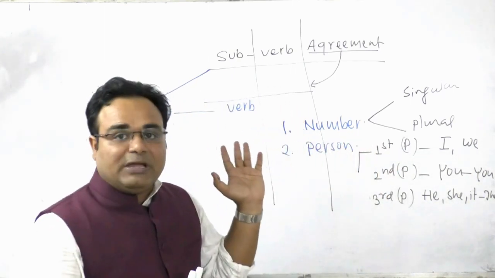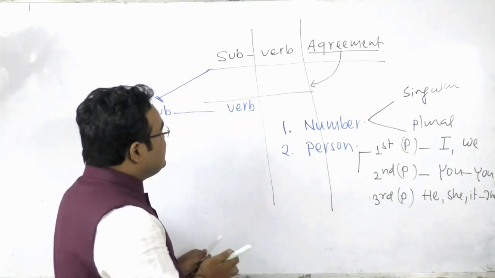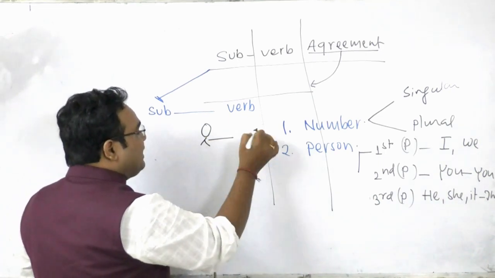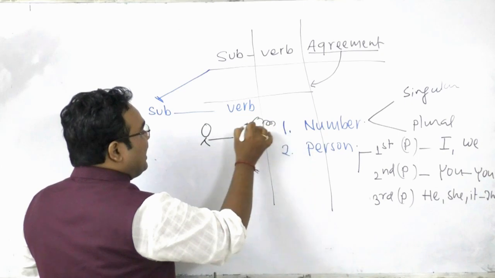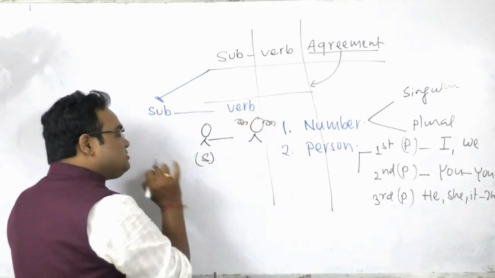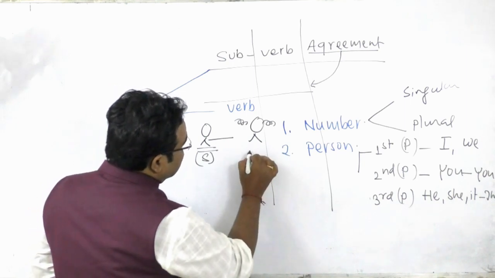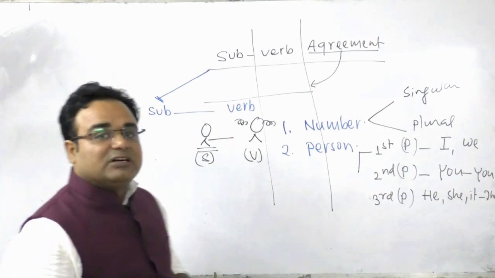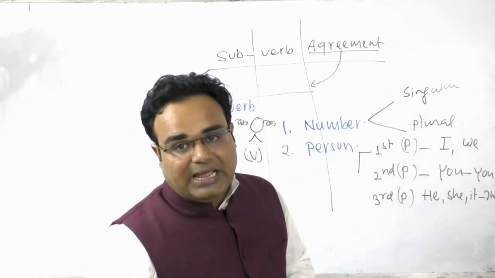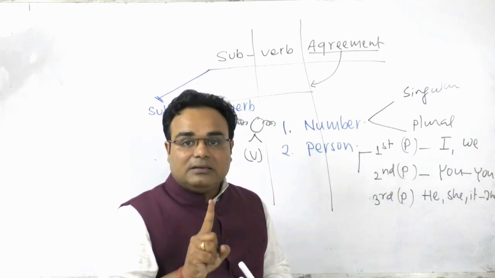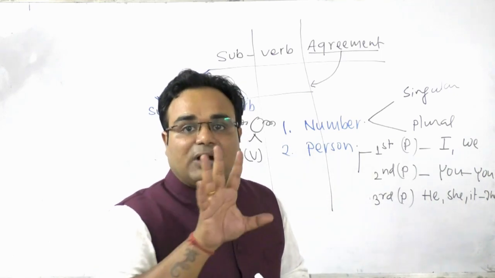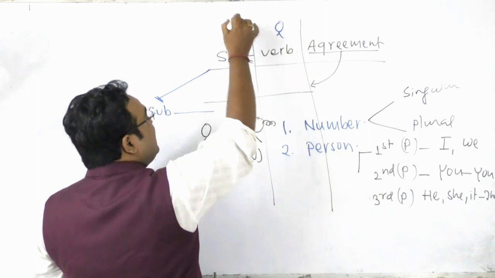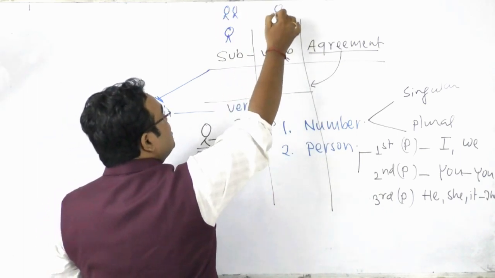So similarly, a subject has to make an agreement with the verb. I have made two symbols. One is this and another is this. So this is subject, this is verb. Once they went to have a cup of coffee together, and there they made a plan that if I am single, you will also be single. Means what? If I, the subject, am singular, you will have to be singular, and if you are plural, you can also be plural.